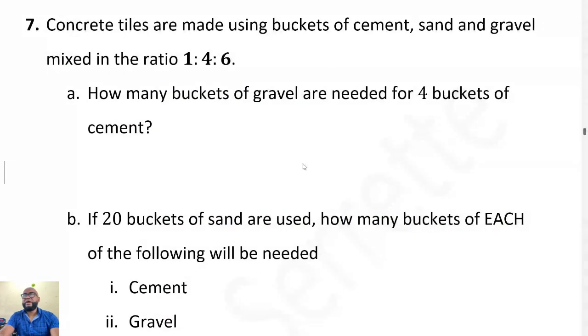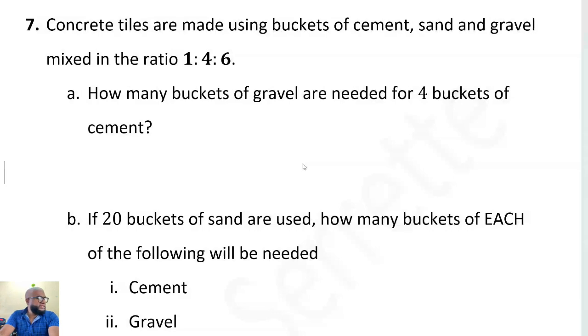Right. So we have this question now. Let's read it, let's analyze it, let's try to figure out what is going on. Concrete tiles are made using buckets of cement, sand, and gravel mixed in the ratio 1 to 4 to 6. Let's start with cement. It's buckets of everything, so I'm going to say buckets instead of parts. How many buckets of cement are represented within this ratio? 1. How many buckets of sand? 4. How many buckets of gravel?